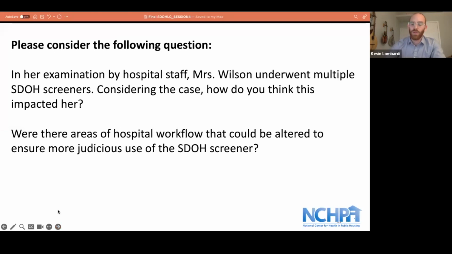Please consider the following question. In her examination by hospital staff, Mrs. Wilson underwent multiple SDOH screeners. Considering the case, how do you think this impacted her? Were there areas of hospital workflow that could be altered to ensure a more judicious use of SDOH screeners?